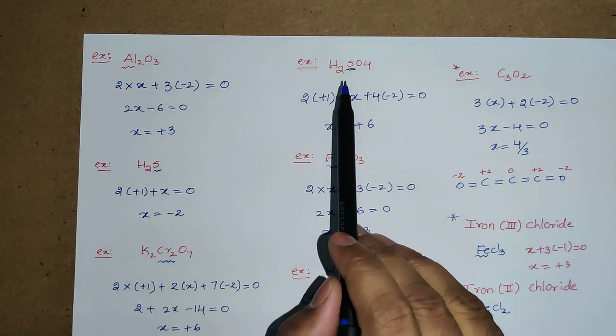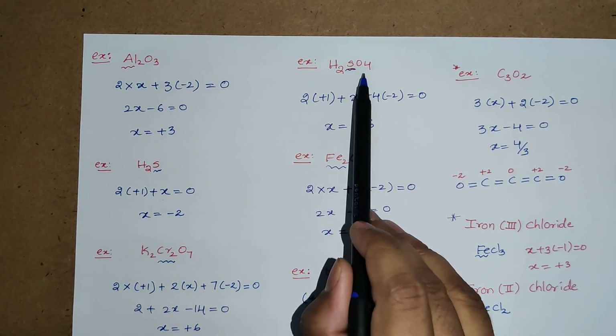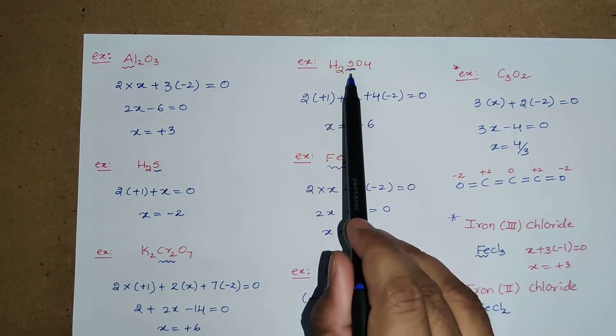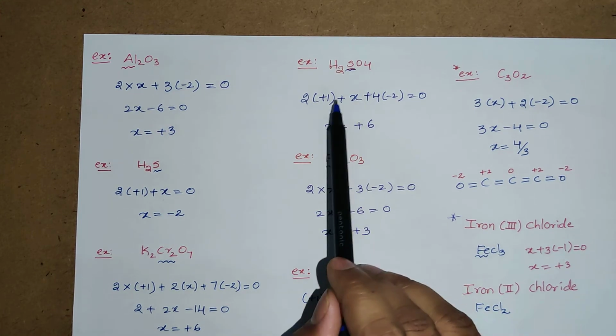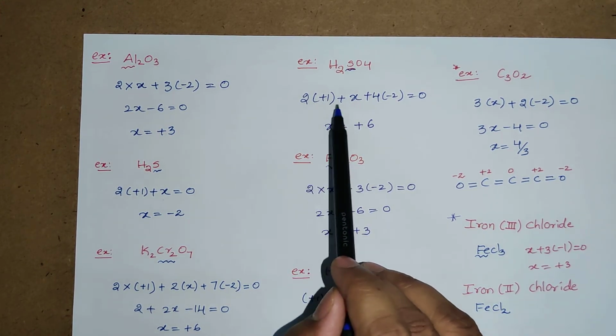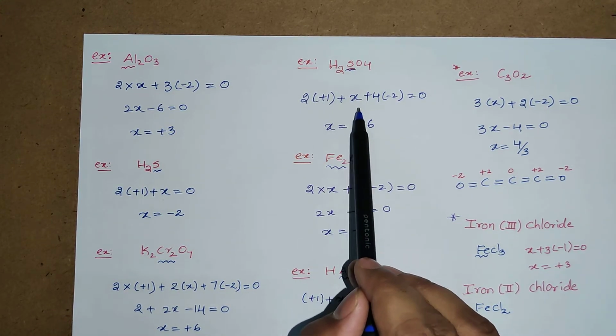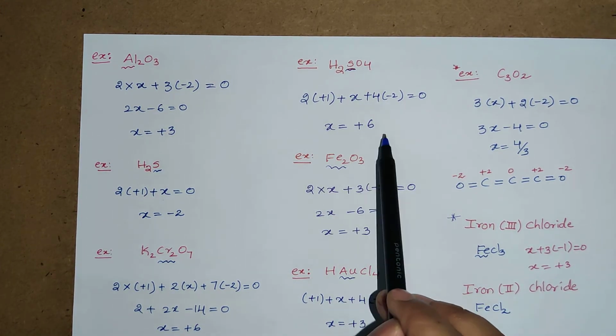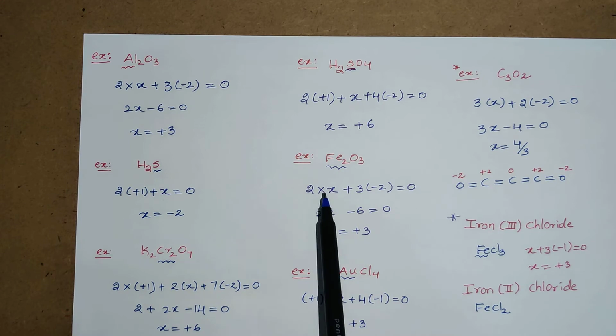Another example is sulfuric acid. In sulfuric acid H2SO4, what is the oxidation state of sulfur? Hydrogen is plus 1, 2 into plus 1, sulfur is taken as X, plus oxygen minus 2, is equal to 0. Then X is equal to plus 6.